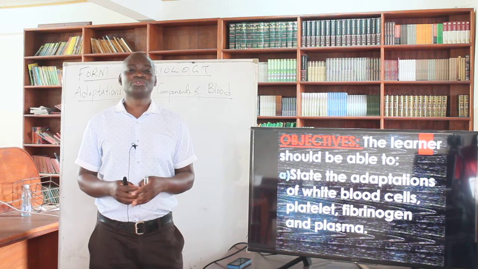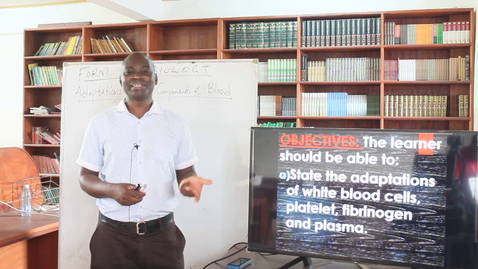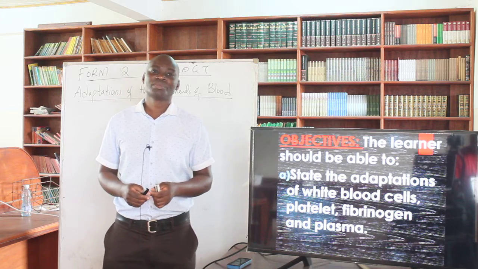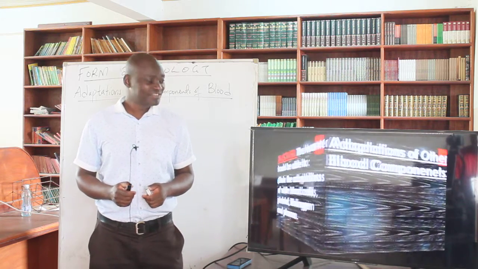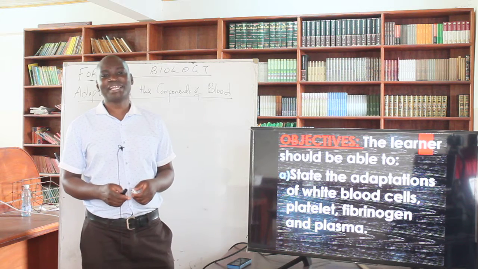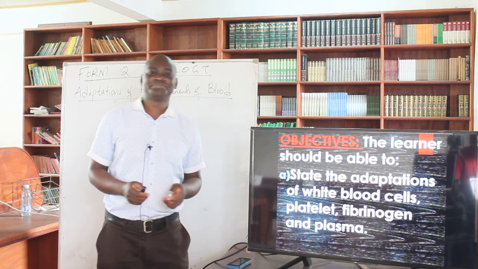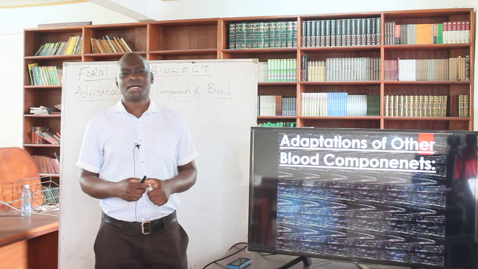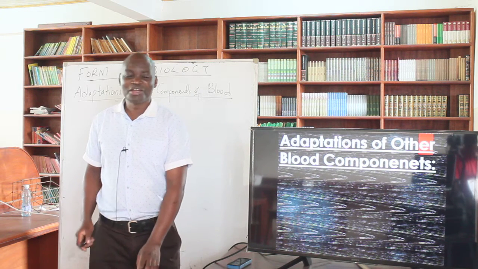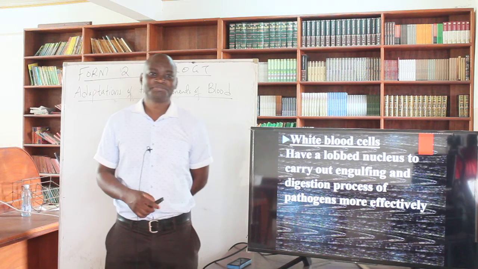And here we are going to concentrate on white blood cells. We will mention the platelets, fibrinogen, and the plasma. So the objective is to state the adaptations of white blood cells, platelets, fibrinogen, and also the plasma. So let us start with the adaptations of other blood components.